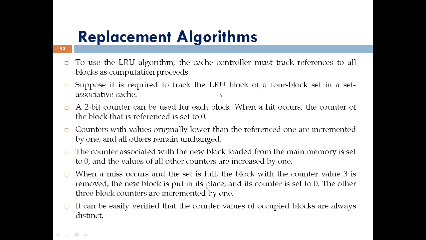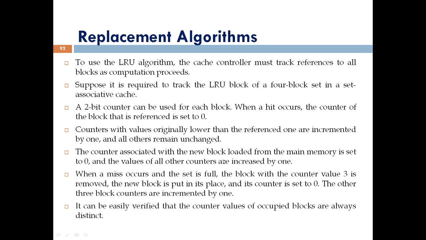When a hit occurs, the counter of the block that is referenced is set to 0. Whenever a hit occurs, meaning a successful fetching operation is done from the cache, that counter will be set to 0. Counters with values originally lower than the referenced one are incremented by 1, and all others remain unchanged. Any block which is not referenced will be incremented by 1. So when a hit occurs, the block's value is set to 0, but all others which are not referenced have their value incremented by 1.